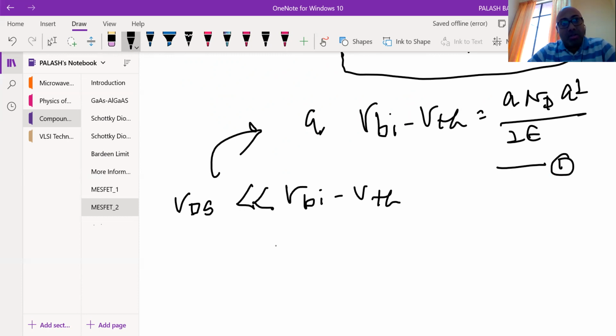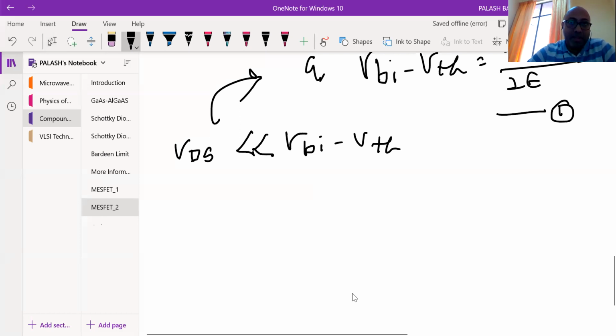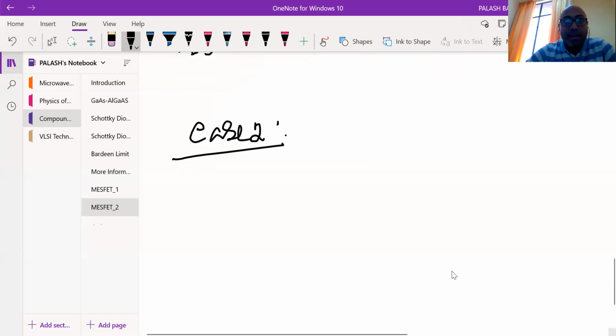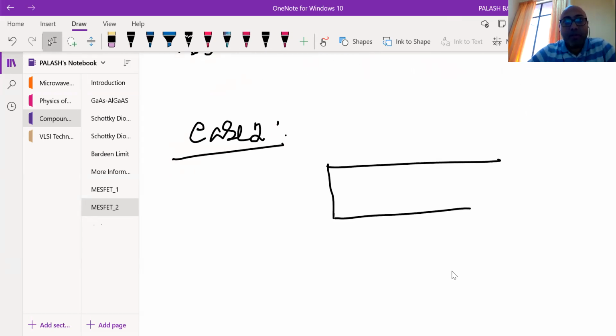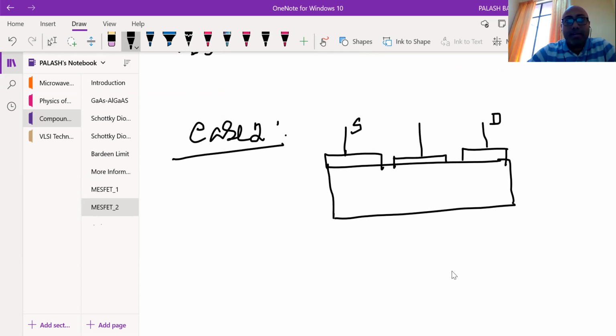Right. Now there is another condition where VDS is a little bit high. In that case, you can write it as case 2. And how it looks like, you see, you have a source, you have a drain, you have a gate, and what is happening over here? You have an N-type gallium arsenide, N-type semiconductor, right? And it is Si semiconductor.